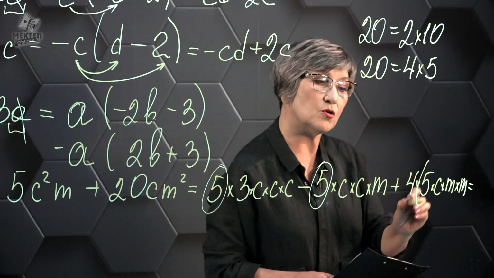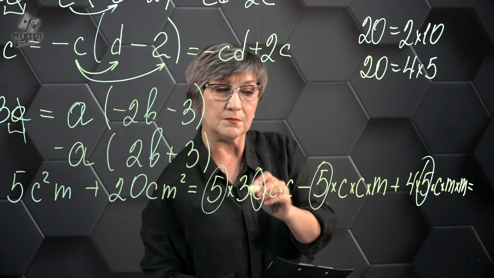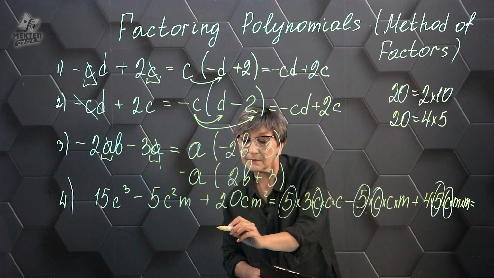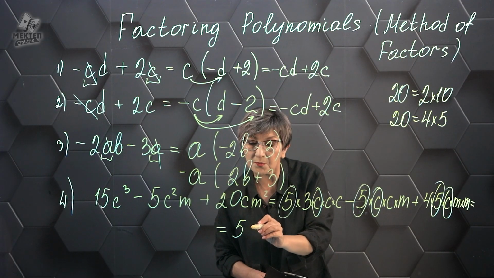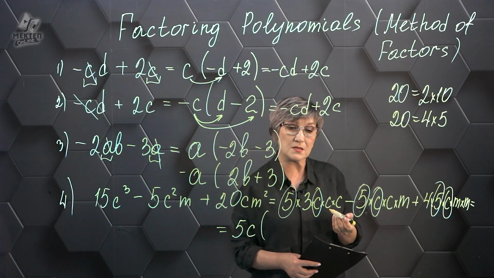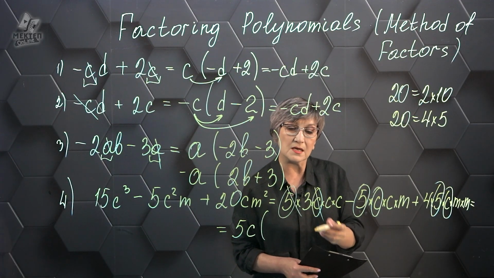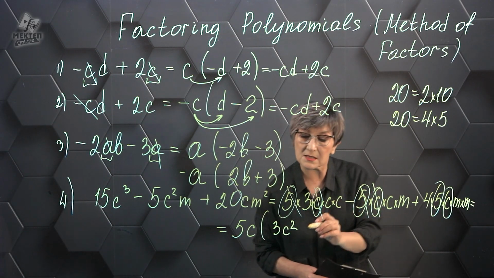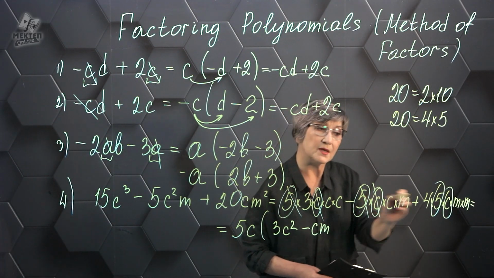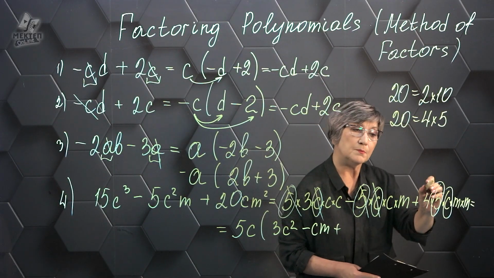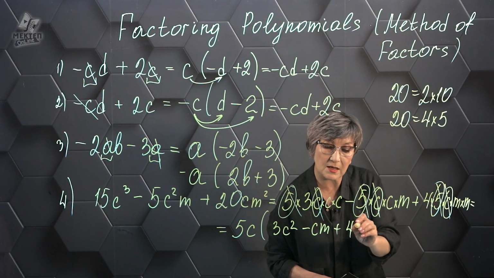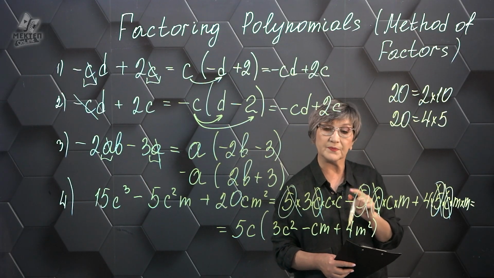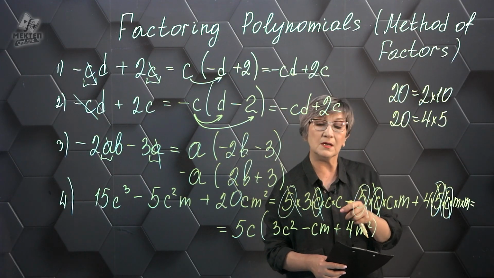And now we can find the common factor. Of course, it's the number 5 and this factor c. Then I write 5c. I've taken that out, and what's left is 3c squared. I've taken out 5c, so what's left is minus cm. Plus, I've taken out 5c, so what's left is 4m squared. And that will be the answer.